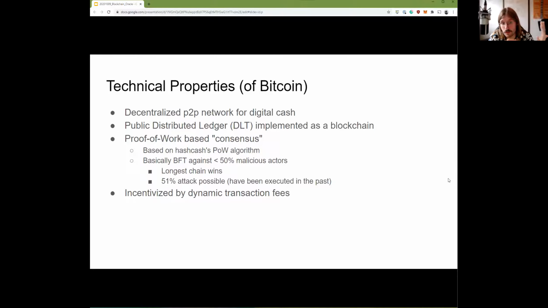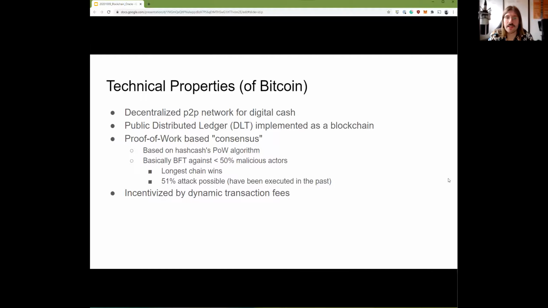And then what Bitcoin is very famous about is the proof of work-based consensus mechanism. Also something Bitcoin gets a lot of bad reputation for, because people say because it's proof of work, it uses so much energy, it is very wasteful. Yeah, there's some truth to this, but we will look a little bit at the technical properties. So it's based on the Hashcash proof of work algorithm. We will look into this in a bit.